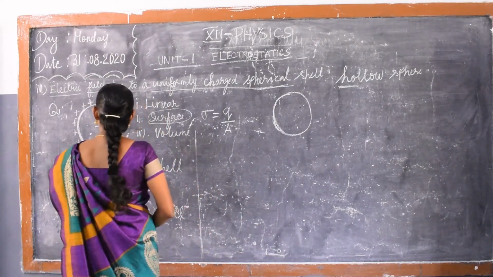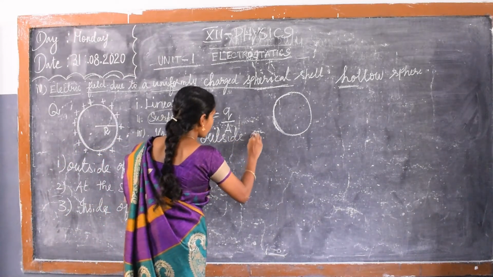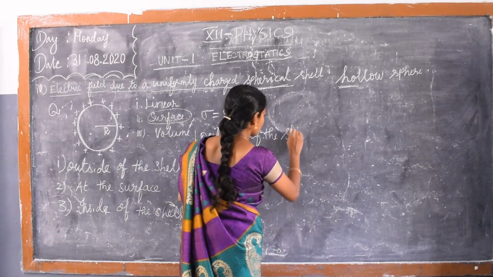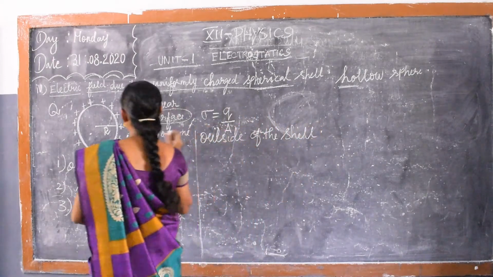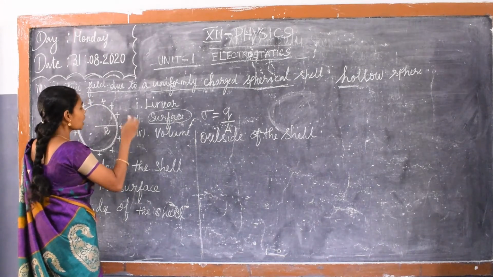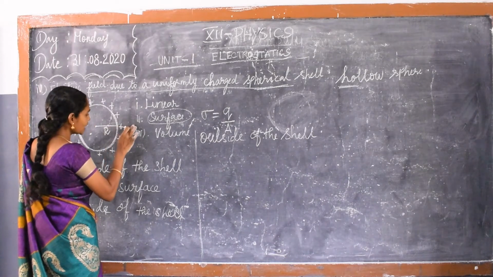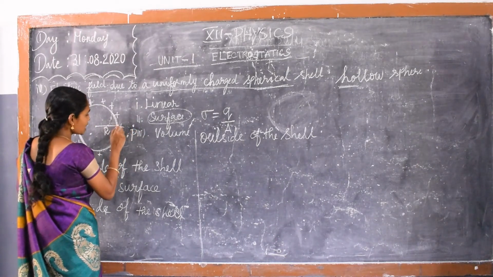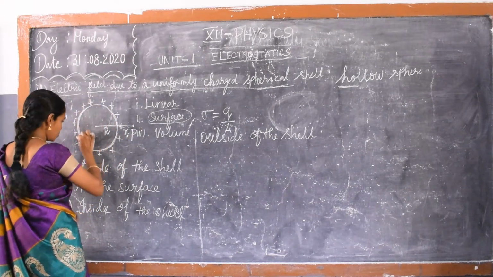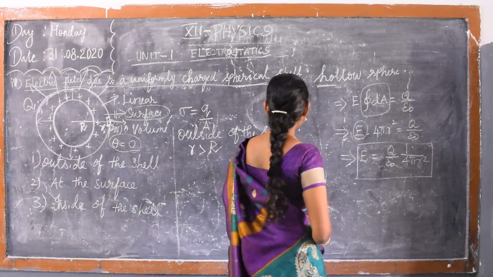Now we are taking the outside of the shell. We consider a point at outside of the shell. So this is a point P. It's located at some distance, so let me say the distance is small r. So this is our spherical shell, and the radius of the spherical shell is capital R. That is outside of the shell.